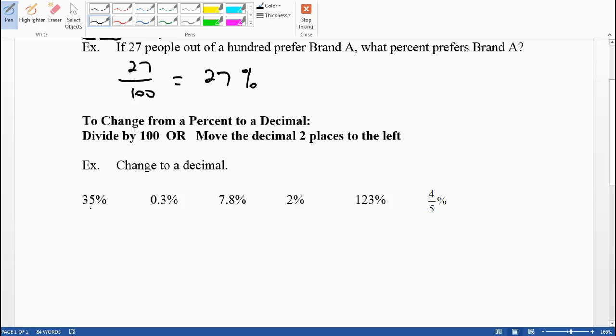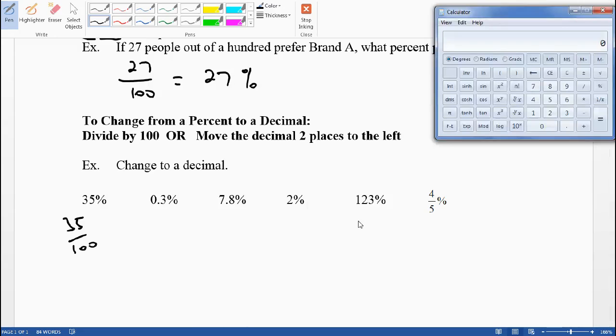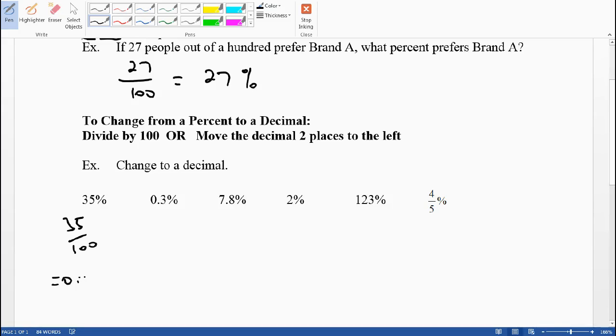We could take this 35% and think of it as 35 per 100, which just means divide by 100. Let's go ahead and do that. And we get 0.35. But this is not the way I'm going to do it. And here's the reason why. Since this is per 100, there's a decimal on the end.